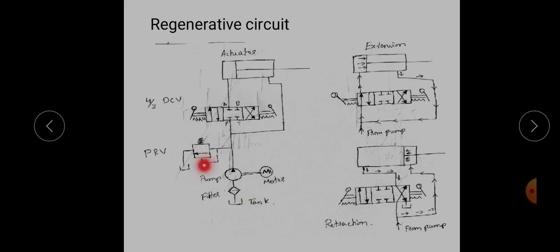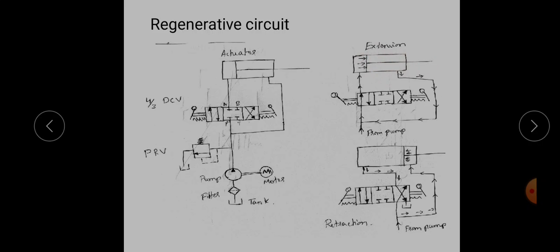This process is normal. It is common in both extension and retraction. So we will just move on from this position. You can see here the liquid, the first position. This is the first position of a 4x3 DCV. The liquid comes here and is transmitted from P to A. Okay, P to A, the liquid is transmitted and it will pressurize the piston to move in the extension direction.